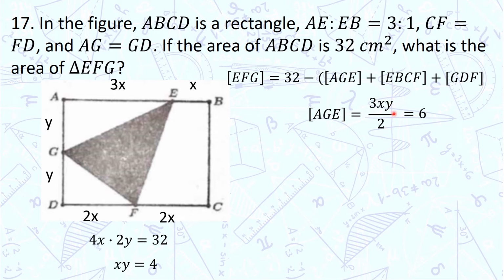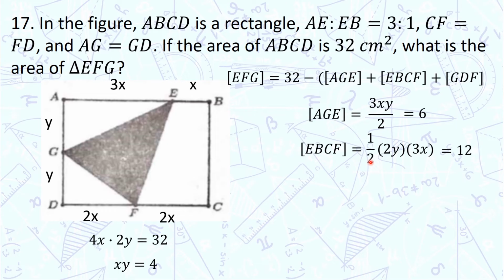Let us go to trapezoid EBCF. That will be 1/2 the sum of the parallel sides. So that will be x plus 2x multiplied by the height, that is y plus y, 2y. So we have 1/2 times 2y times 3x, and this will be 3xy. 2 cancels, and xy is equal to 4, so that will be 3 times 4. Area of trapezoid EBCF is equal to 12.